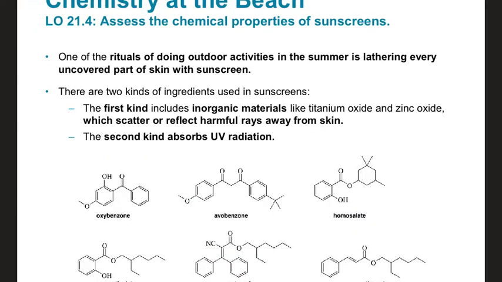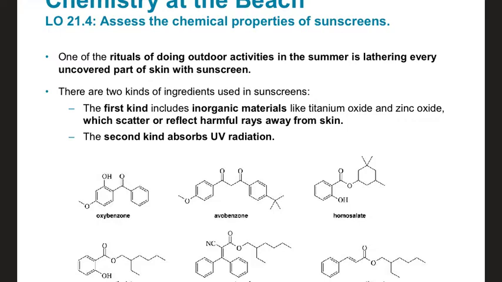One of the rituals of doing outdoor activities in the summer is lathering every uncovered part of skin with sunscreen. The reason we put sunscreen on is ultimately to prevent sunburns and to prevent skin cancer. There's two kinds of ingredients used in most sunscreens. The first kind includes inorganic materials like titanium oxide and zinc oxide, which scatter light or reflect harmful rays away from the skin. They look white. Their colors are white, and white reflects all colors. That's why they look white. So the first thing is to get rid of all the visible stuff, and it's going to get rid of some and reflect some ultraviolet stuff.